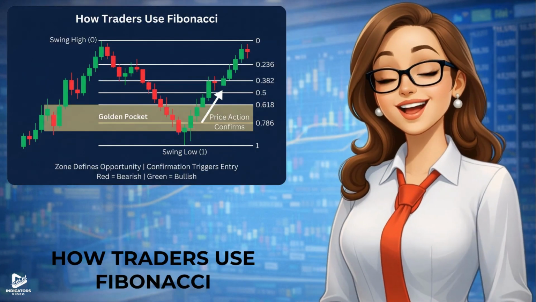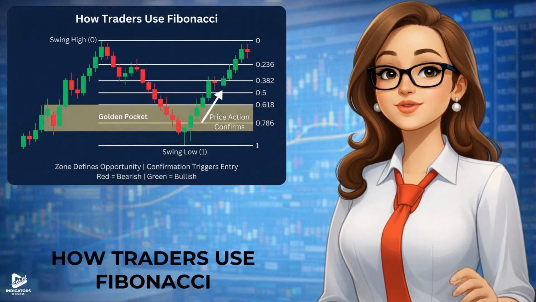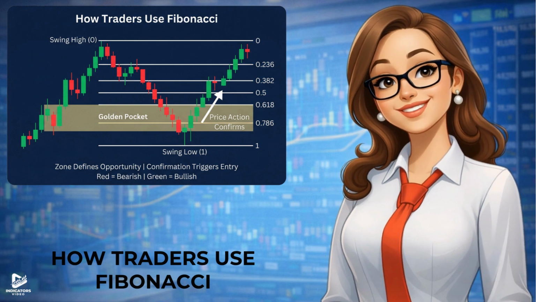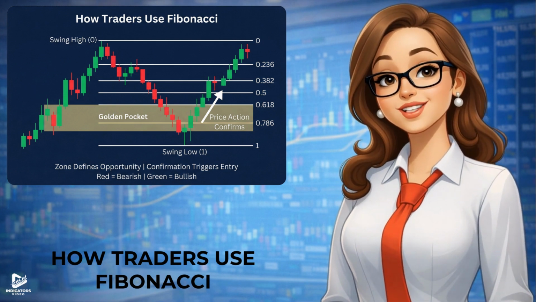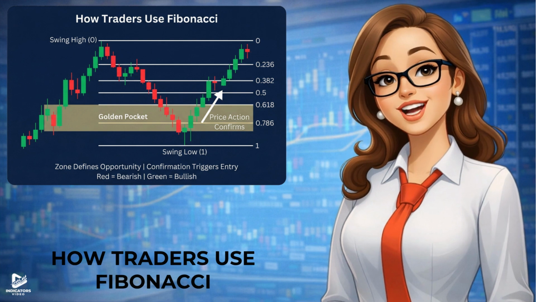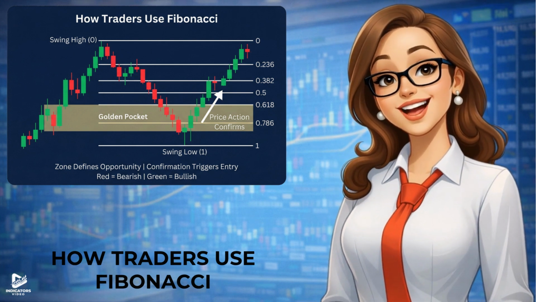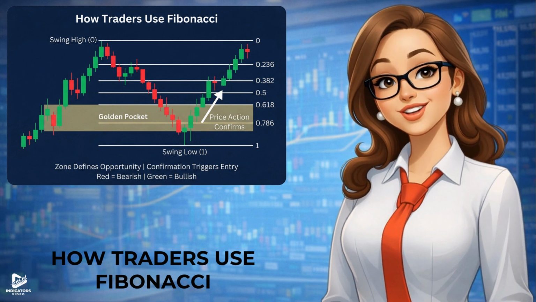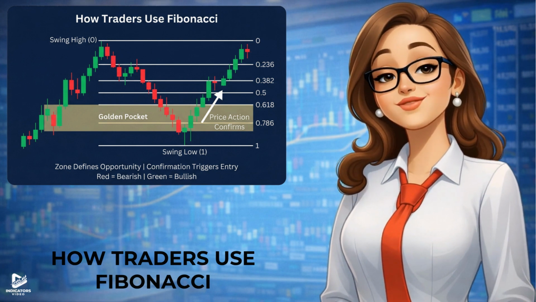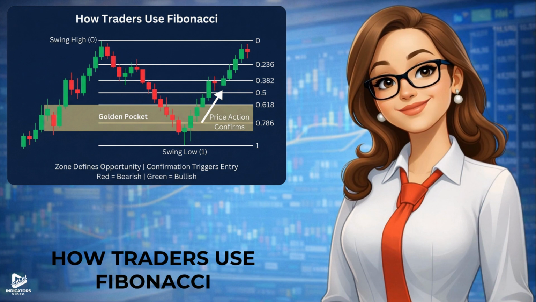Traders do not blindly buy every level. They wait for confirmation. For example, if price pulls back to 0.618 and prints a bullish rejection candle, that reaction matters. Fibonacci defines the zone. Price action confirms the entry. It's a framework, not a trigger.